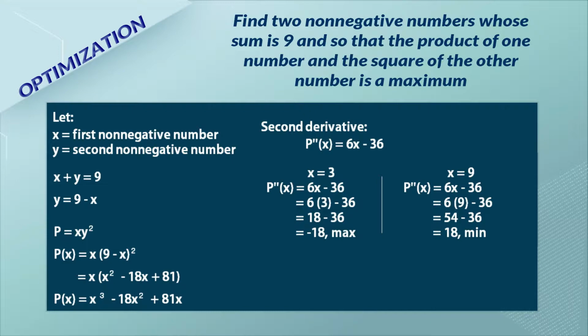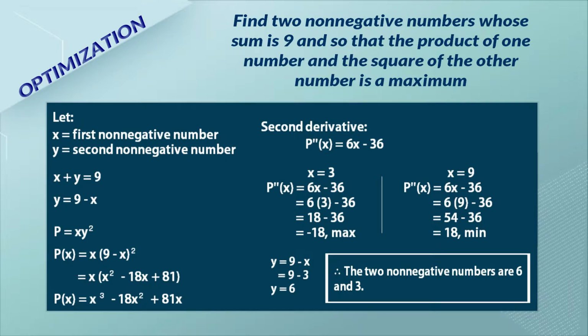We have derived the equation a while ago, and we've got y is equal to 9 minus x. We substitute the value of 3, so we get 9 minus 3 is equal to 6. Therefore, the two non-negative numbers are 6 and 3.